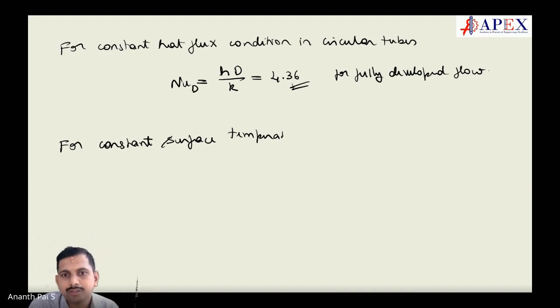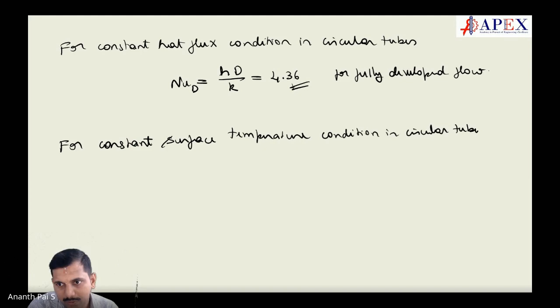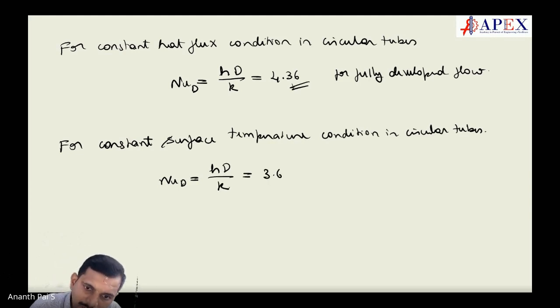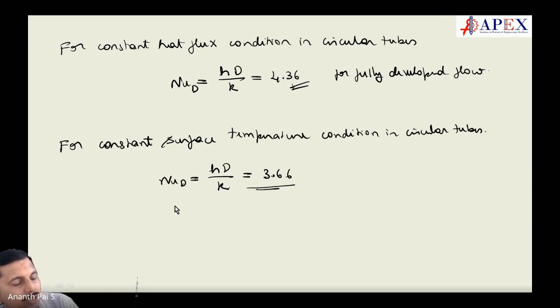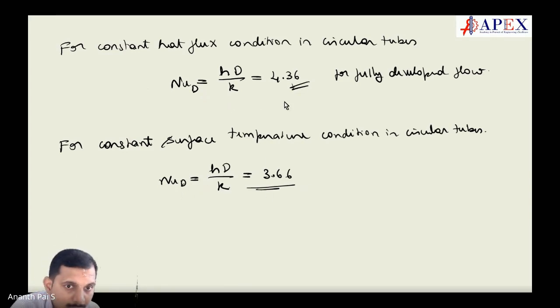For constant surface temperature condition in circular tubes, we have Nu_D equal to hD by k, which comes as 3.66. Remember this. For a circular tube, constant heat flux gives 4.36, more heat transfer. In constant surface temperature, less heat transfer, it comes to 3.66. This derivation requires a lot of iterations, so it is not done in Sanjal. For this you can refer to Sanjal.